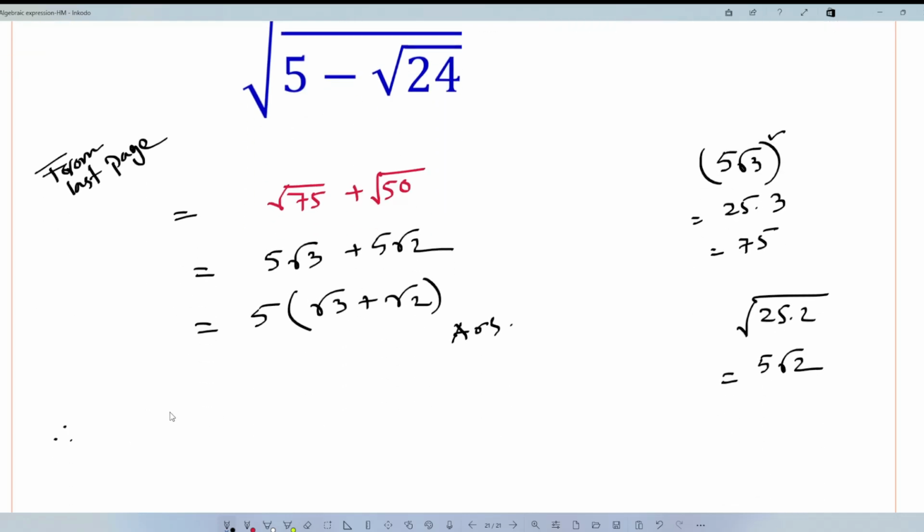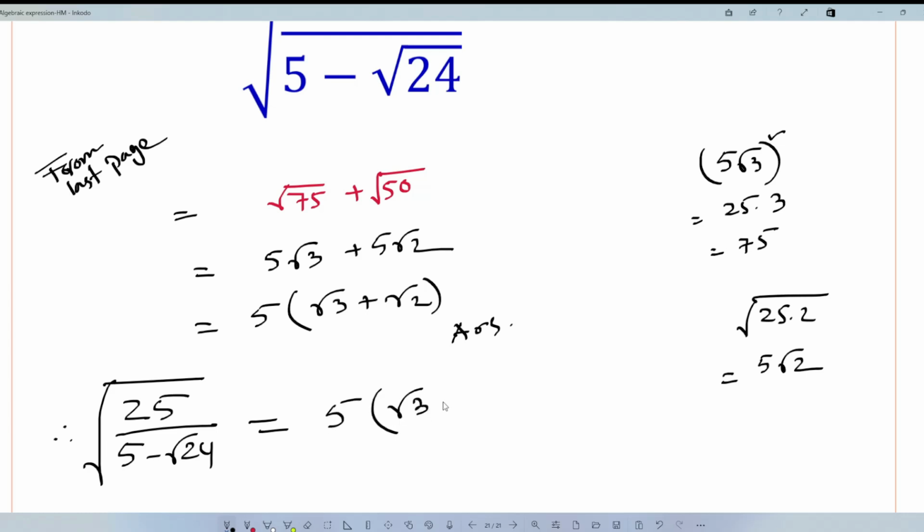So we can write: the root of 25 divided by 5 minus root 24 equals 5 times (root 3 plus root 2), okay. This is our final answer.